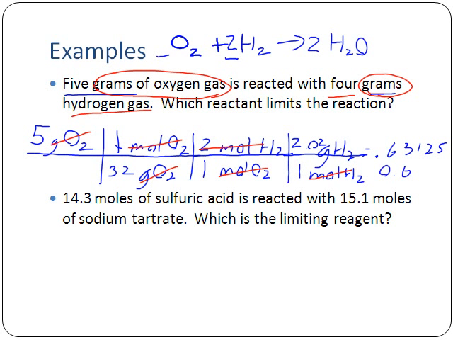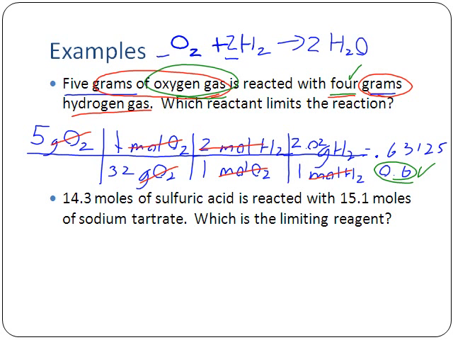Now, let's take a look. Of these two, I have 0.6 grams of hydrogen gas that I need to use up all of my oxygen, every last bit of it. How much hydrogen gas do I have available? I have 4 grams. So if I only need 0.6, I've got 4 available. Do I run out of hydrogen gas? The answer is no. That means hydrogen gas has some left over. Hydrogen gas is in excess. If hydrogen gas is in excess, that means my limiting reagent is oxygen.